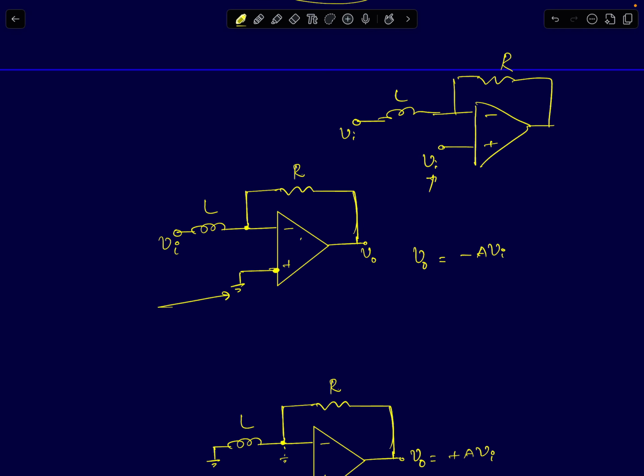Now I'm assuming the op-amp's gain is finite, meaning your op-amp is described by a VCVS voltage model with a finite gain. If the gain of the op-amp is finite, the inductor will short circuit and this node voltage will come to Vi. If this node voltage comes to Vi, what happens to the output of the op-amp? Your output of the op-amp will be V0 equals minus A times Vi, where A is the op-amp's open loop gain. The differential input to the op-amp is minus Vi, so the output will simply be minus A times Vi.